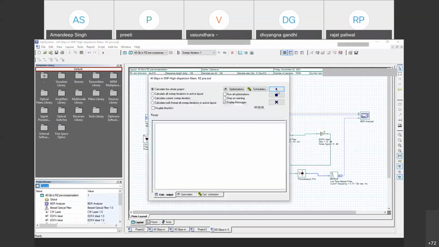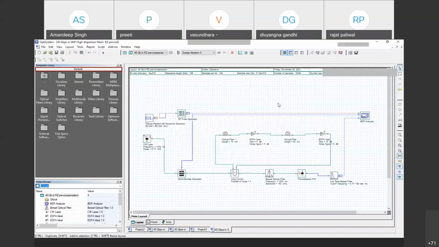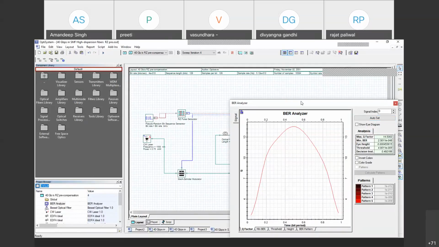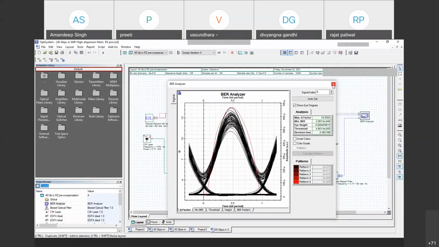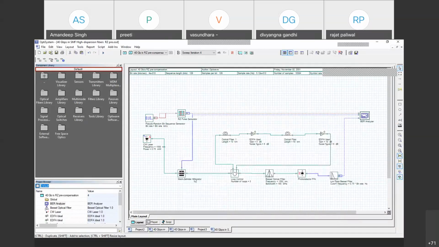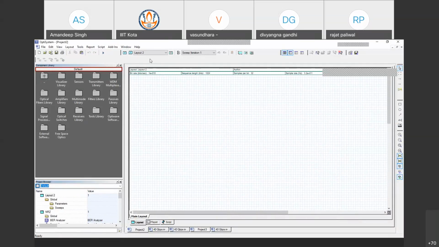So if I simulate this, this is the Q factor I'm getting here. This is the eye diagram. So with the same phenomena, in that layout, you can add another one.